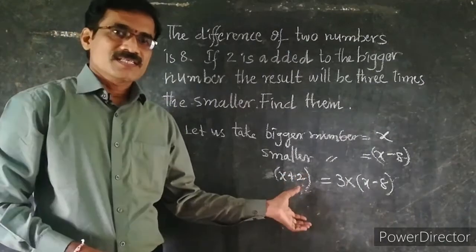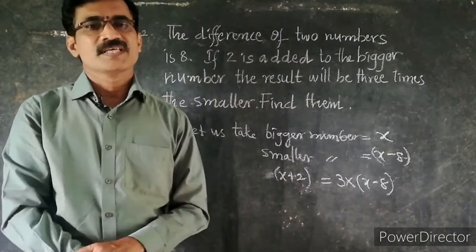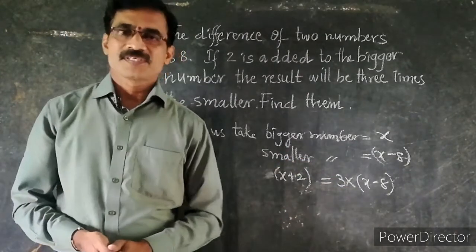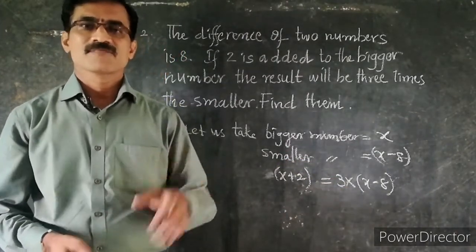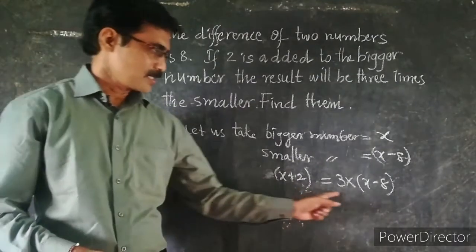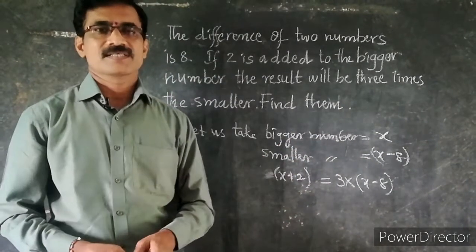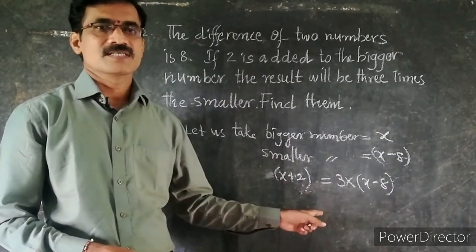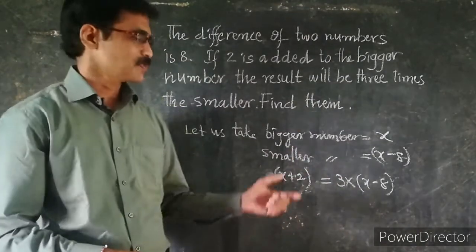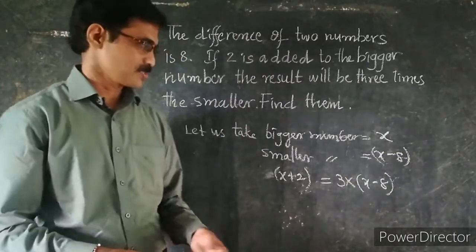So getting this linear equation is very important in this problem, and in any word problem. After getting the linear equation, the problem will become very easy. Getting the linear equation is the difficulty. If you overcome this difficulty, the total problem will become easy.